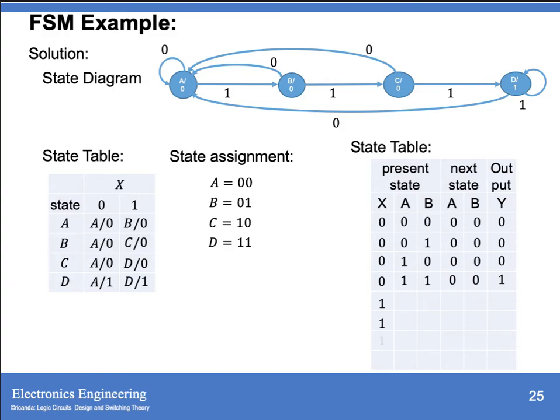If x is 1, from A it goes to B with output 0. B to C with output 0. Then C to D with output 0. Then D to D with output 1.